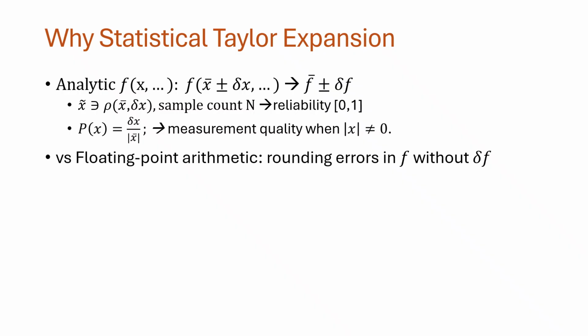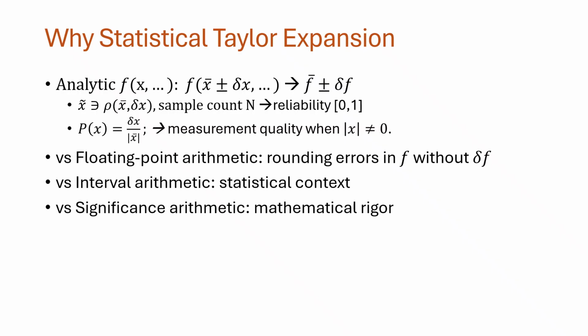In conventional floating point arithmetics, it only calculates the result value without delta f. And worse, the result f contains rounding errors. In interval arithmetics, its input is a range rather than a mean or standard deviation, so it has a different context than the statistical context.